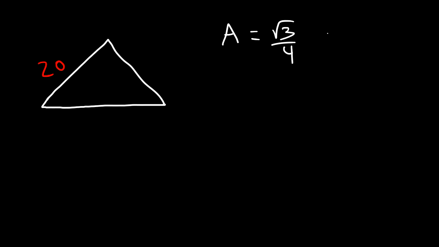Let's say if we have a 3-sided polygon, which is basically an equilateral triangle. And let's say the side length is 20. What is the area of this triangle? Now we're going to calculate it using two techniques. The first, a simple formula. The area of an equilateral triangle is the square root of 3 divided by 4 times s squared. And so in this example, s is 20.